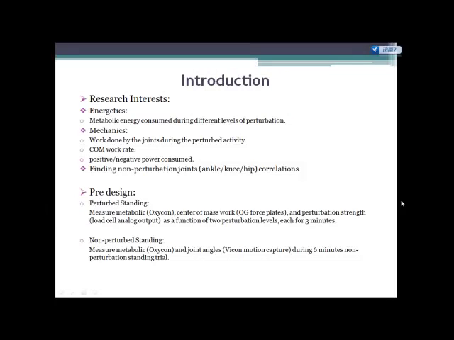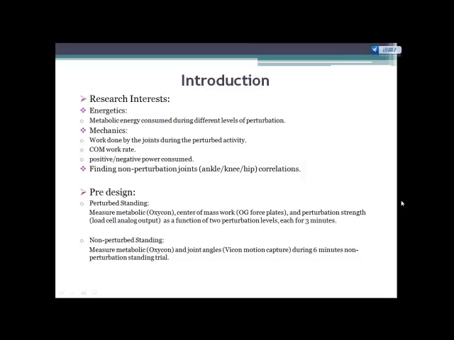Besides, I've also helped out with other studies, such as the IMU gait variability test, complex terrain study, and encoder scaling factor calculation. Today, I would like to briefly introduce and talk about the perturbation project I have done in the last few months. The purpose of this research is the study of mechanics and energetics of human movement.